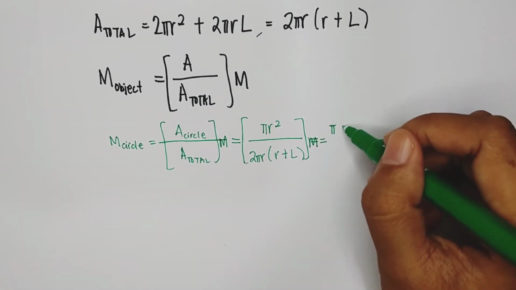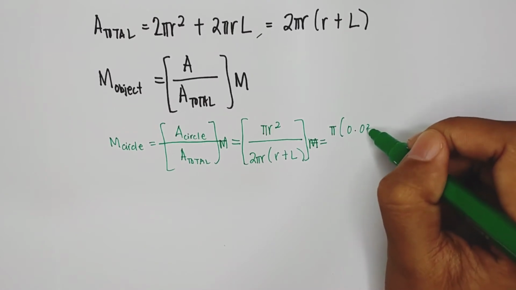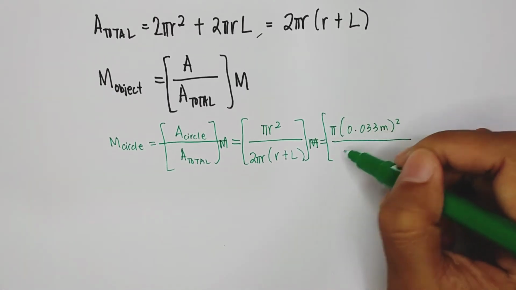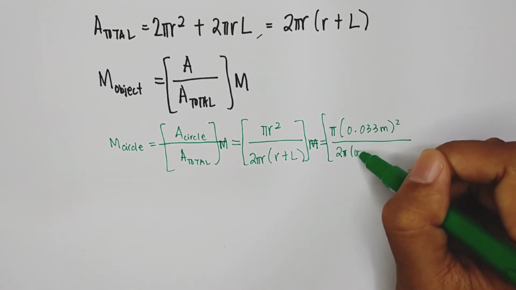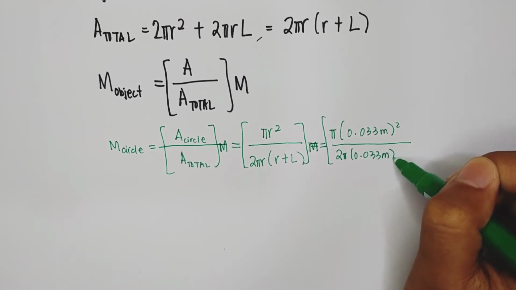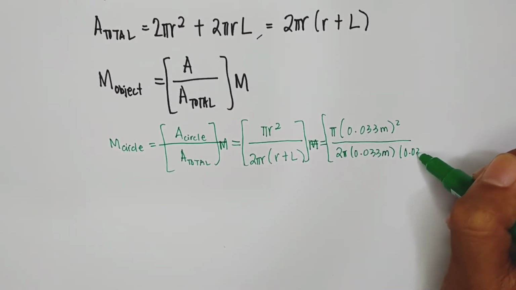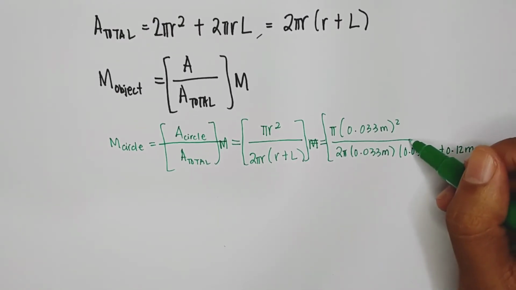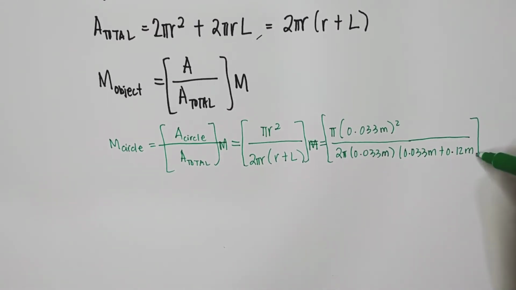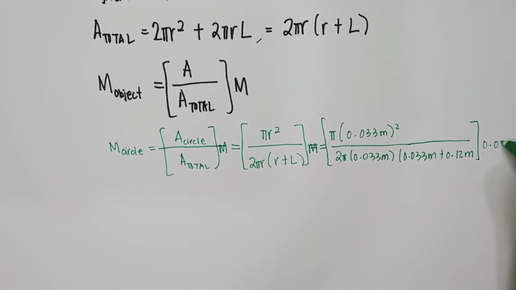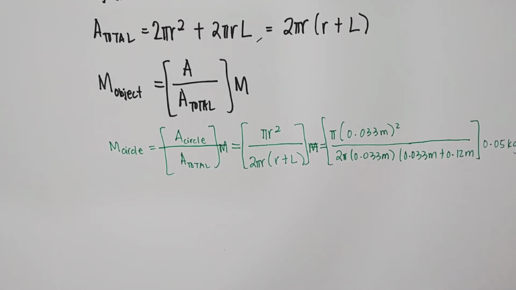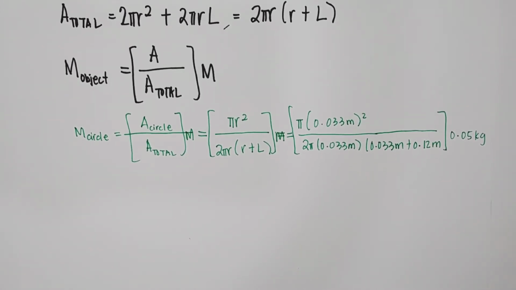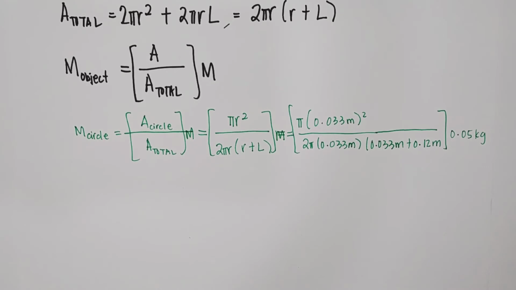So we have pi r squared, so 0.033 meters squared, over, let's put it in brackets, 2 pi times 0.033 meters times (0.033 meters plus 0.12 meters), since the length is 0.12, times the mass of 0.05 kilogram. That is the mass of our beer can.